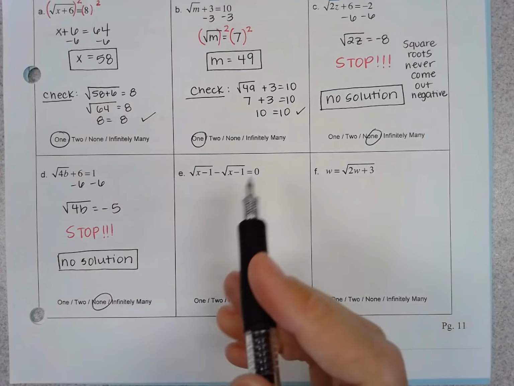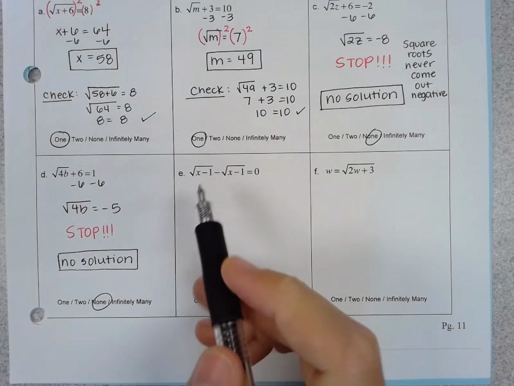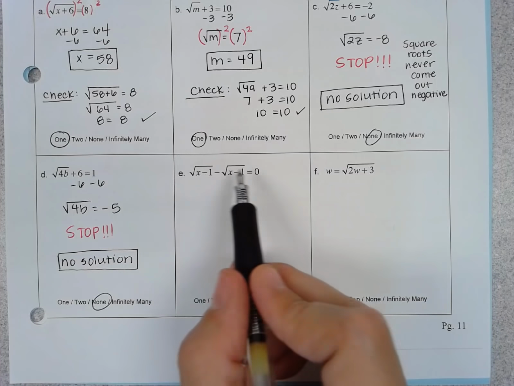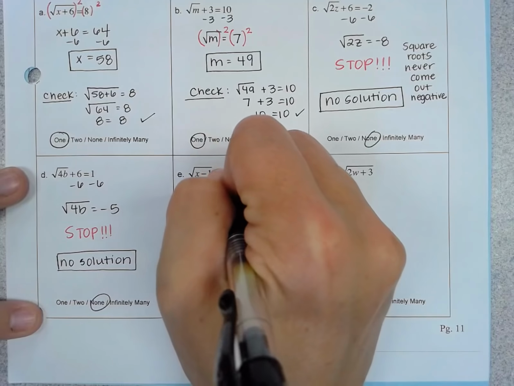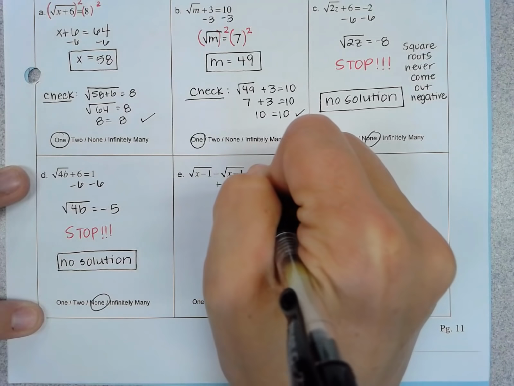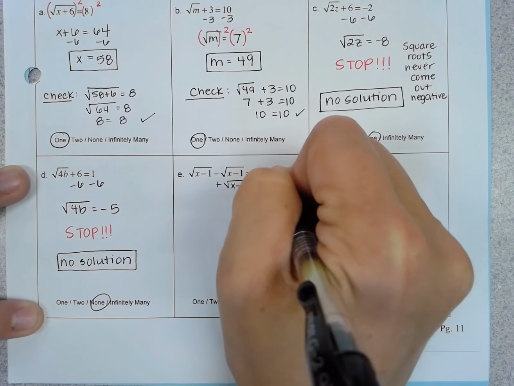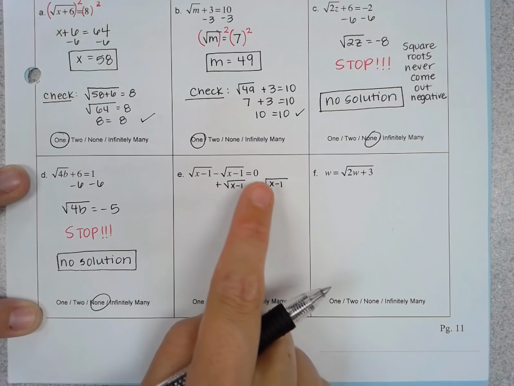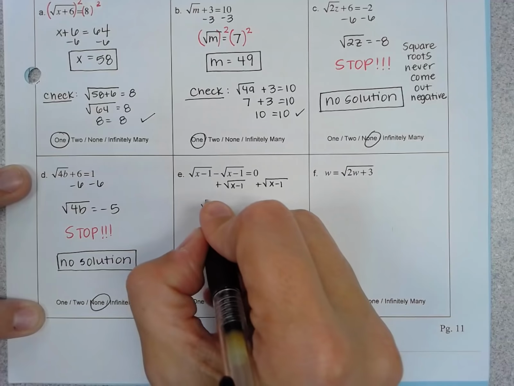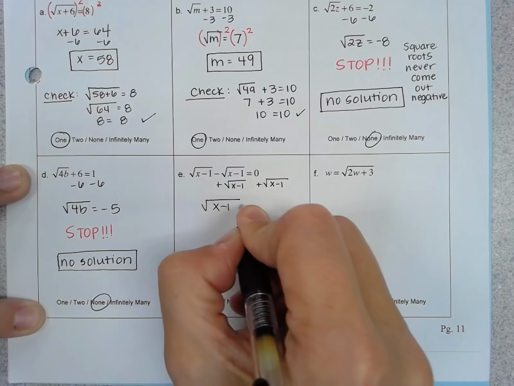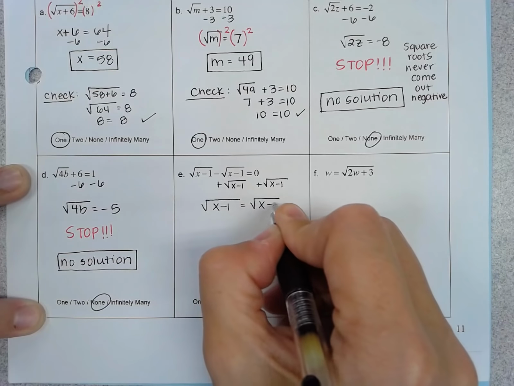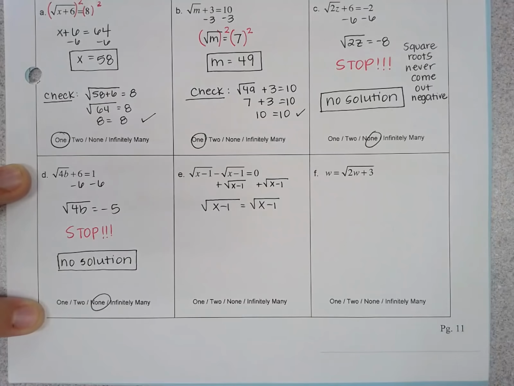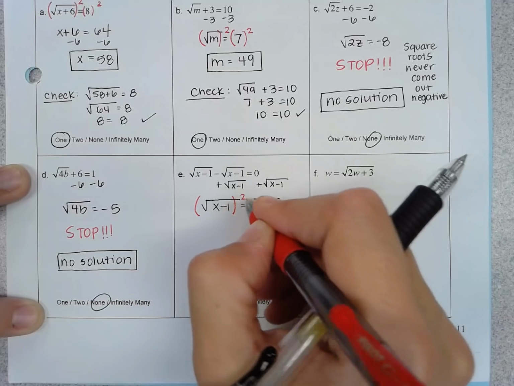On letter E, notice how there are 2 things underneath the square root. And so when you have 2 parts that are underneath the square root, you need to start by moving one of them over to the other side. Anytime I have something and I want to move it over to the other side, I just do the opposite of whatever operation it has. So this one says the square root of x minus 1 is equal to the square root of x minus 1. And then I have 1 square root on the left and I have 1 square root on the right, so that means that it's time to square both sides.